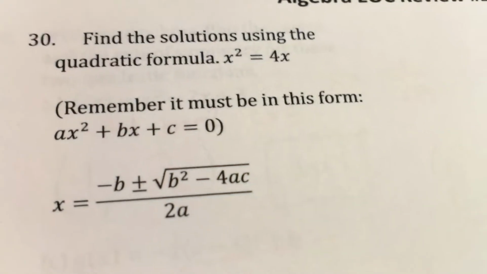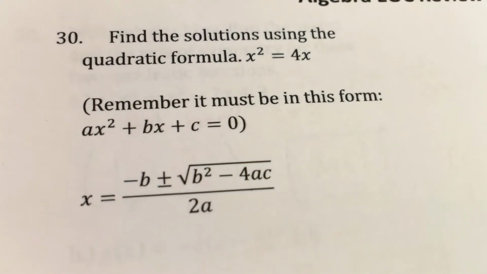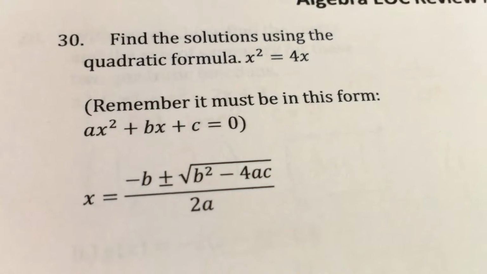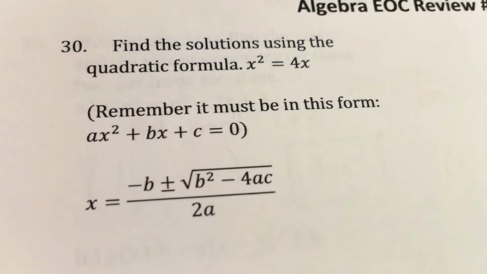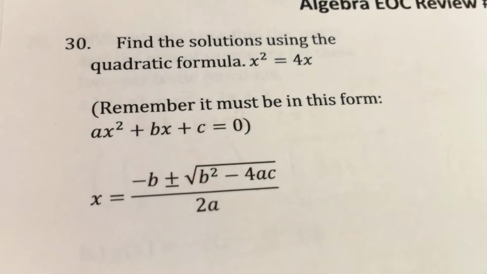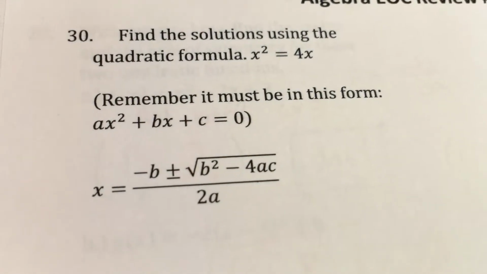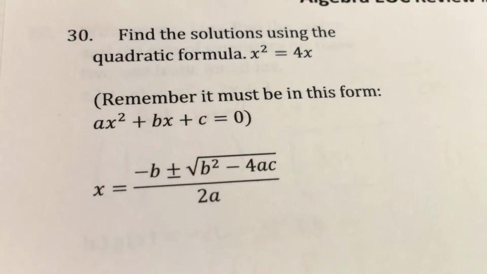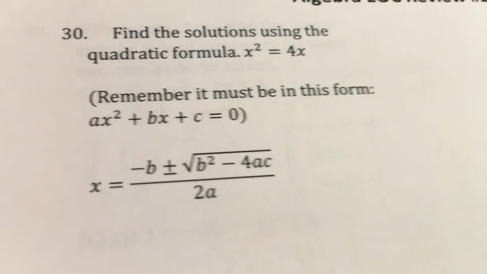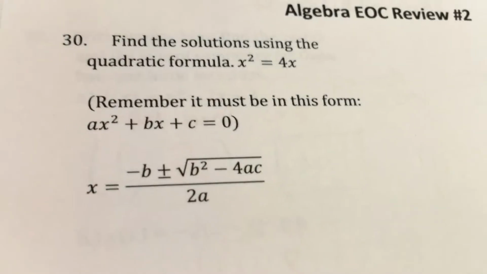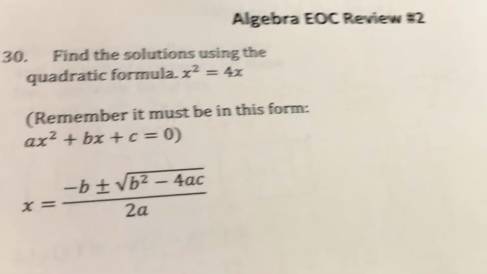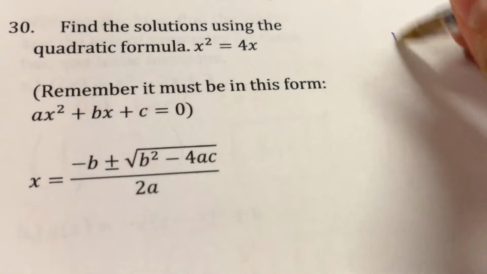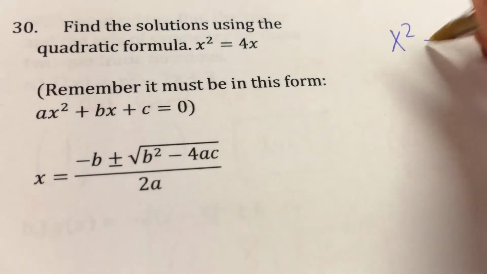All right, another quadratic formula question. We want to find the solutions or the zeros or the x-intercepts using the quadratic formula. In this one, you can factor, but let's go ahead and do the factoring first, and then we'll do the quadratic formula. So here I have x squared equals 4x.